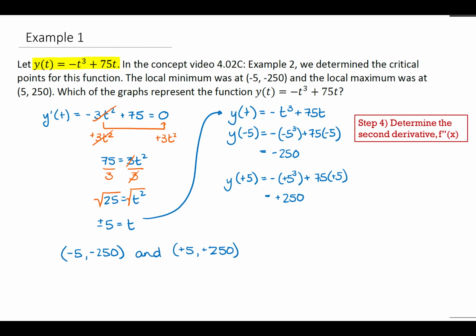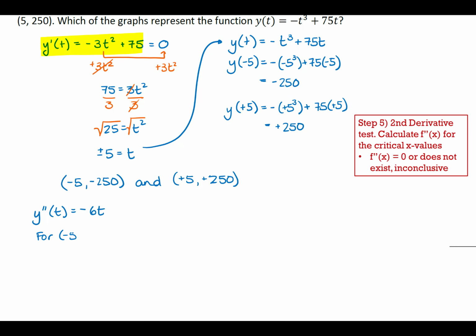I then determine which one is a minimum and which one is a maximum or potentially a saddle point using my second derivative test. So I look at my first derivative given right here and take the derivative of that first derivative to get the second derivative. So that gives me -6t. For my coordinate -5, -250, I would substitute that t value of -5 into my second derivative. And that gives me -6 times -5, or +30.